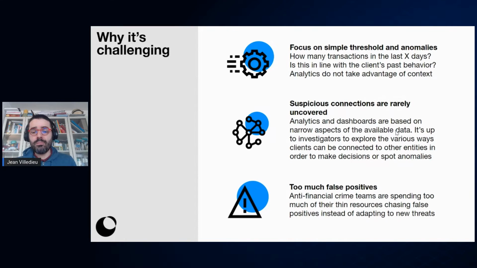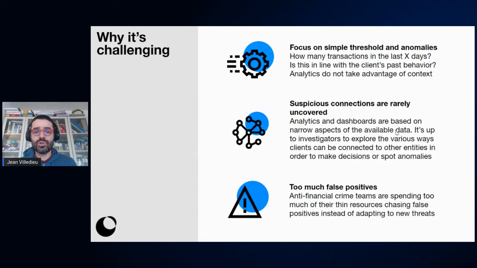Another big pain point is that the suspicious connections that are so important are rarely uncovered. Both the analytics and the tools that are made available to the end users to visualize the data are typically focused on narrow aspects of the available data. Maybe they're looking at just the transactions or just the personal information, and it's really siloed in terms of approach. That means it's really up to the investigators to explore the various ways clients can be connected to one another and to other entities in order to make decisions about whether a particular behavior or alert is suspicious or not, and also to spot anomalies.